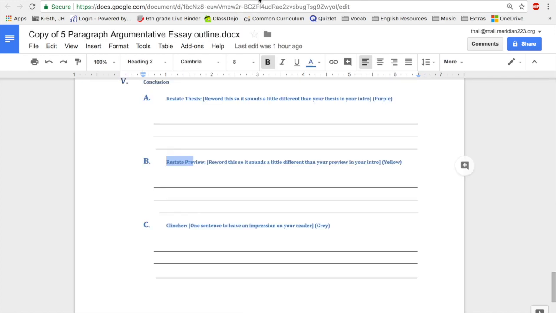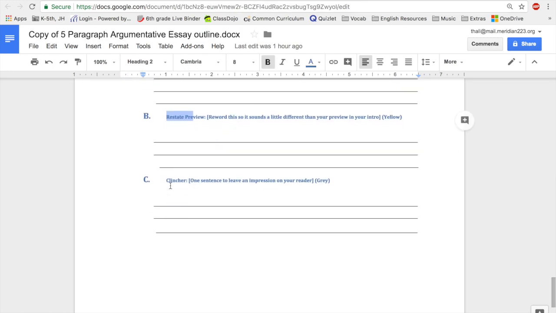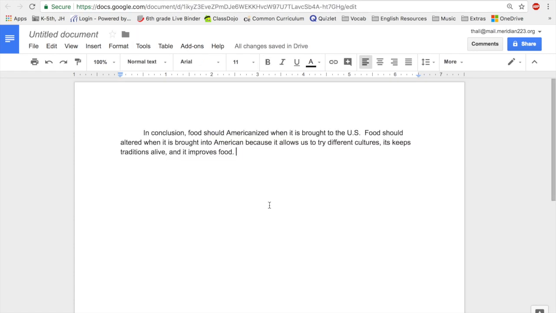If we take a look at our outline, the last thing we need to do is create a clincher sentence. A clincher sentence is just one or two sentences to really leave an impression on your readers. Basically, you want to make readers remember this paper for the rest of their lives. The best way to do that is to turn it around on the reader. How does this really apply to the reader? A good way to start a clincher would be something like, the next time you. This one, of course, relates to food, so it relates to everybody. So I can say, the next time you visit a restaurant, think about how much the food has changed since it's been brought to the United States.